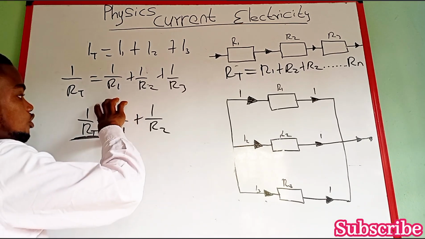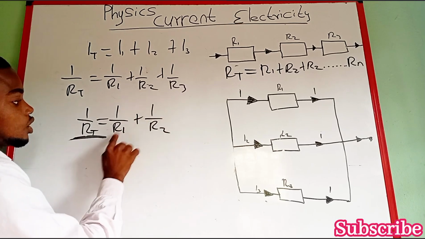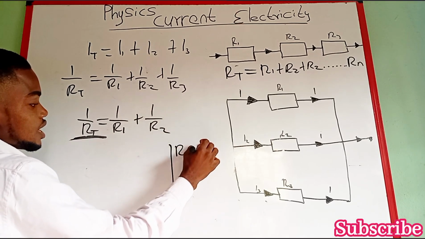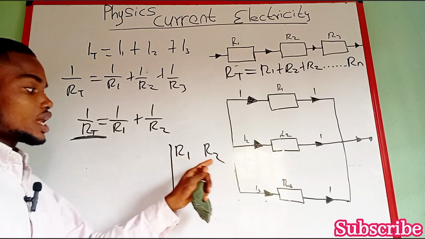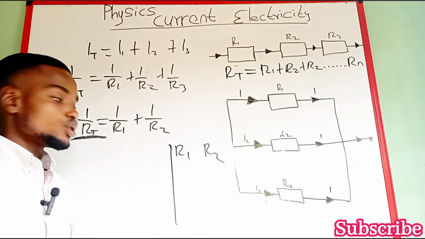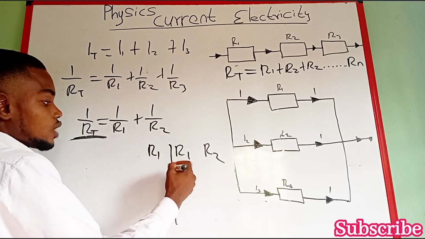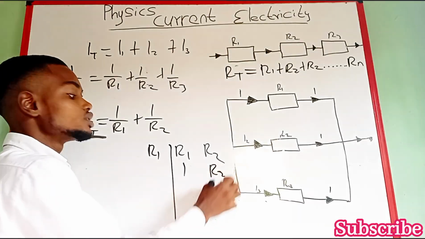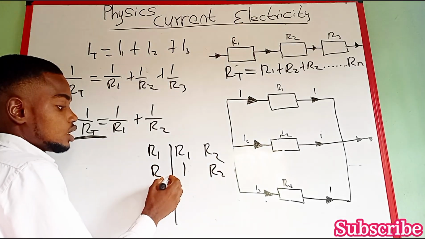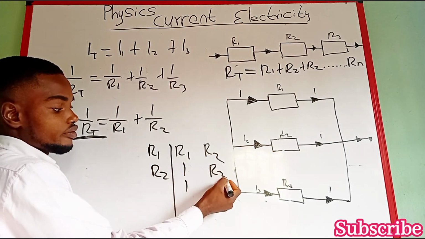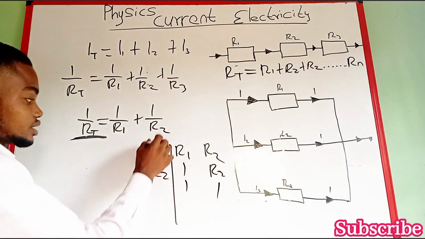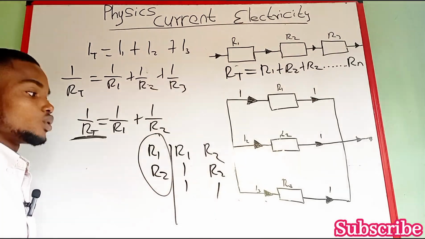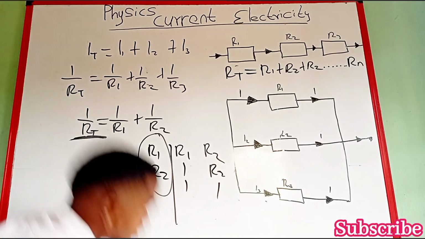To help us make it the subject of the formula, we need to find the LCM of these two. So working out the LCM of R1 and R2, remember that R1 and R2 are not the same value. Because of that, if I use R1 and divide by R1, I'll have 1. But R1 cannot divide R2, so I'll bring down R2. Now R2 divided by R2 gives us 1, and this is the LCM. So R1 multiplied by R2 is going to give me R1R2. That is the LCM.